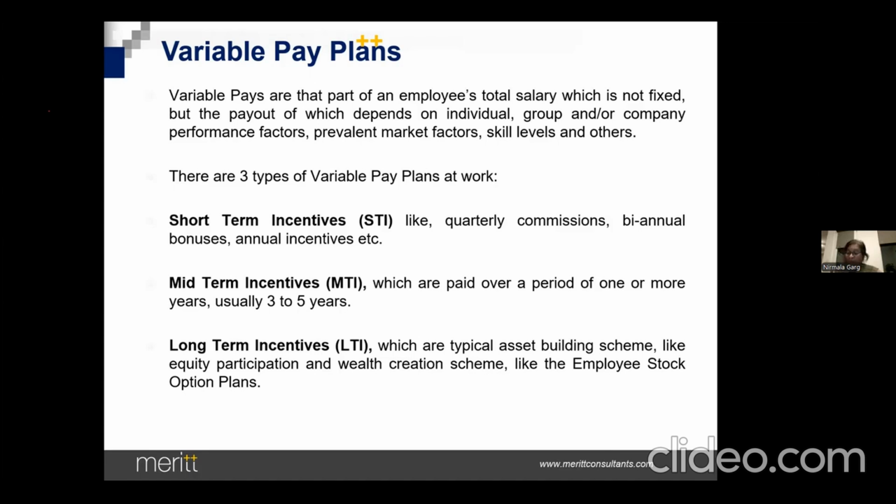If you are performing now and your payout is after 6 years, will you be motivated? And especially today's generation. Are you understanding? So whatever scheme you make, you have to think what is the intent, what is it that I want, and what is it that the employee wants, right? Why are you making this incentive plan?